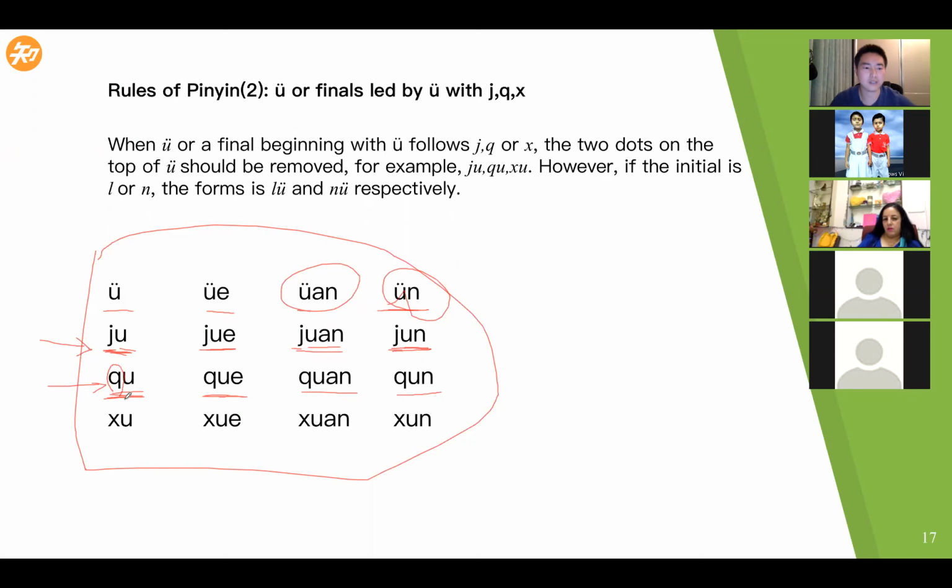Now all of you together. Read after me. Qu. Qu. Qu. Okay. Now this one. Que. Xu. Now this one. All of you together. Quan. Xuan. Now this one. Qun. Xun. Qun. Great. Now the last row.